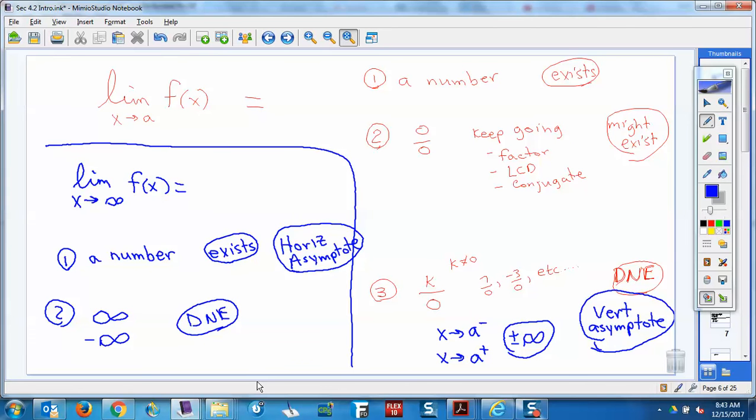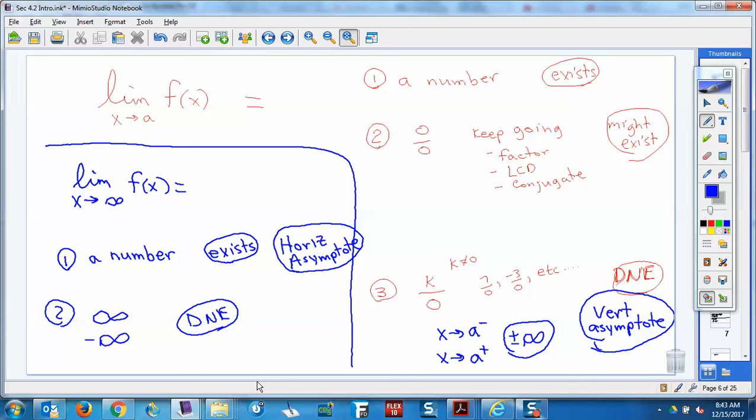All right, the stuff in red is what we had done before. The limit as x approaches a: you're either going to get a number. If we have an equation, what are we going to do first? Direct substitution. We plug in a 2, we plug in a 3. We get a number, boom, we're done. The limit exists. Or we might get 0 over 0. Remember we said keep going.